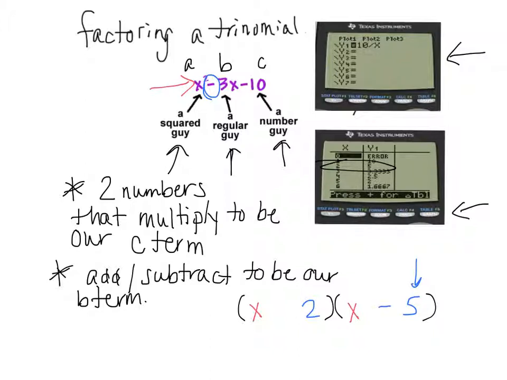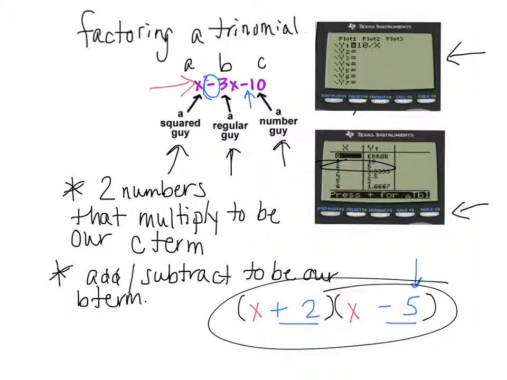We pay attention to the final sign that is negative. The only way to have two numbers multiply together to get a negative number is if one is positive and one is negative. And we can go ahead and think, is -5 plus a +2 equal to -3? Yes, it is. Therefore, we know that that is what x squared minus 3x minus 10 factors into.